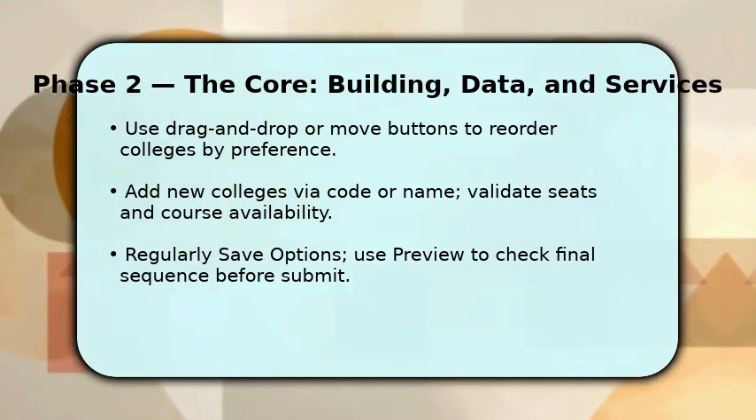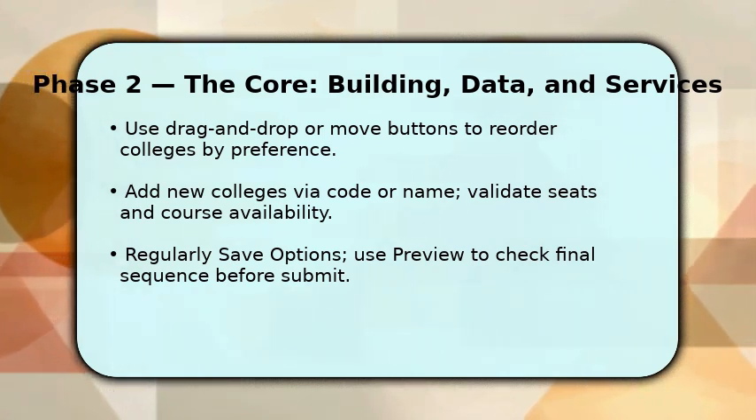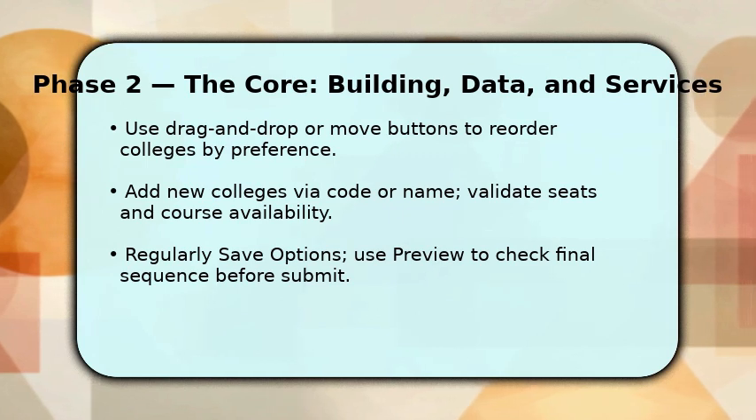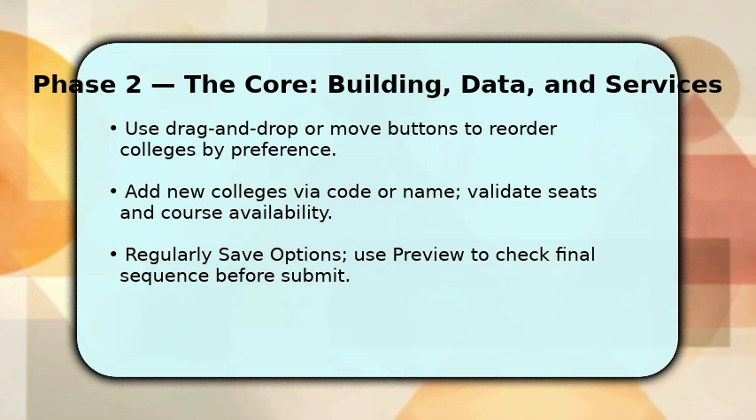You can insert new colleges using their code or search by name. Confirm course seat availability before adding. Make sure to use save after every significant change, because unsaved edits can be lost. Then run preview to inspect the final sequence.